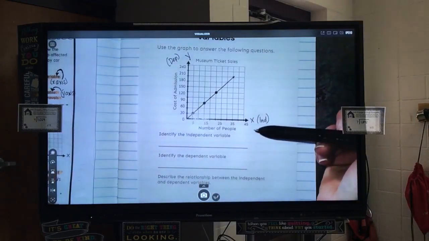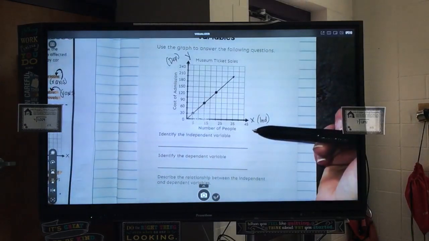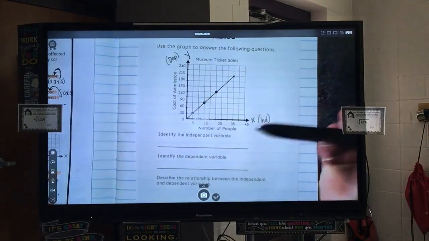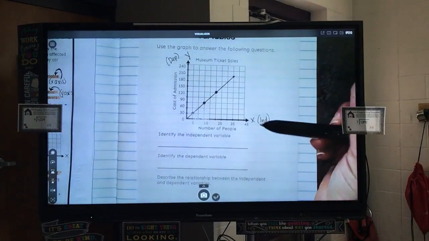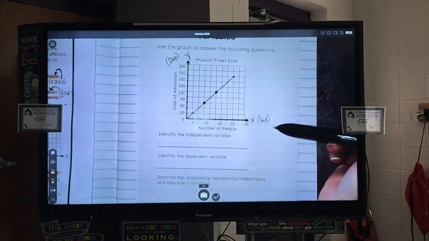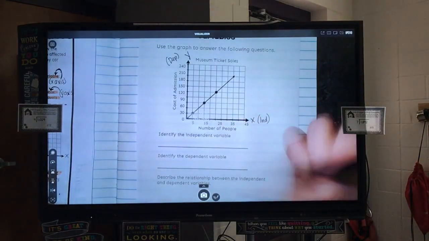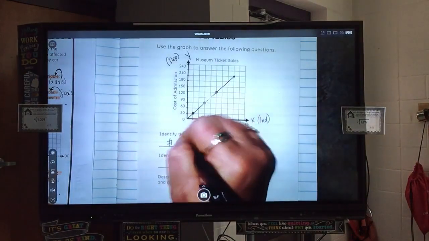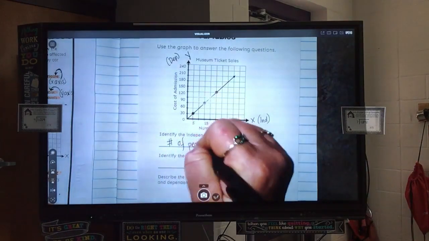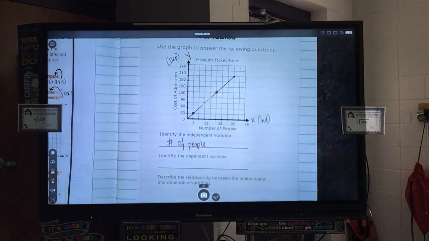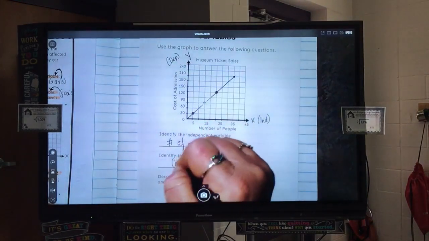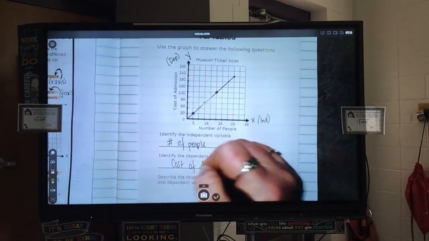So it says identify the independent variable. Knowing that our X is always the independent variable, we know that our independent variable is then what? The number of people. And the dependent variable is obviously the cost of admission.